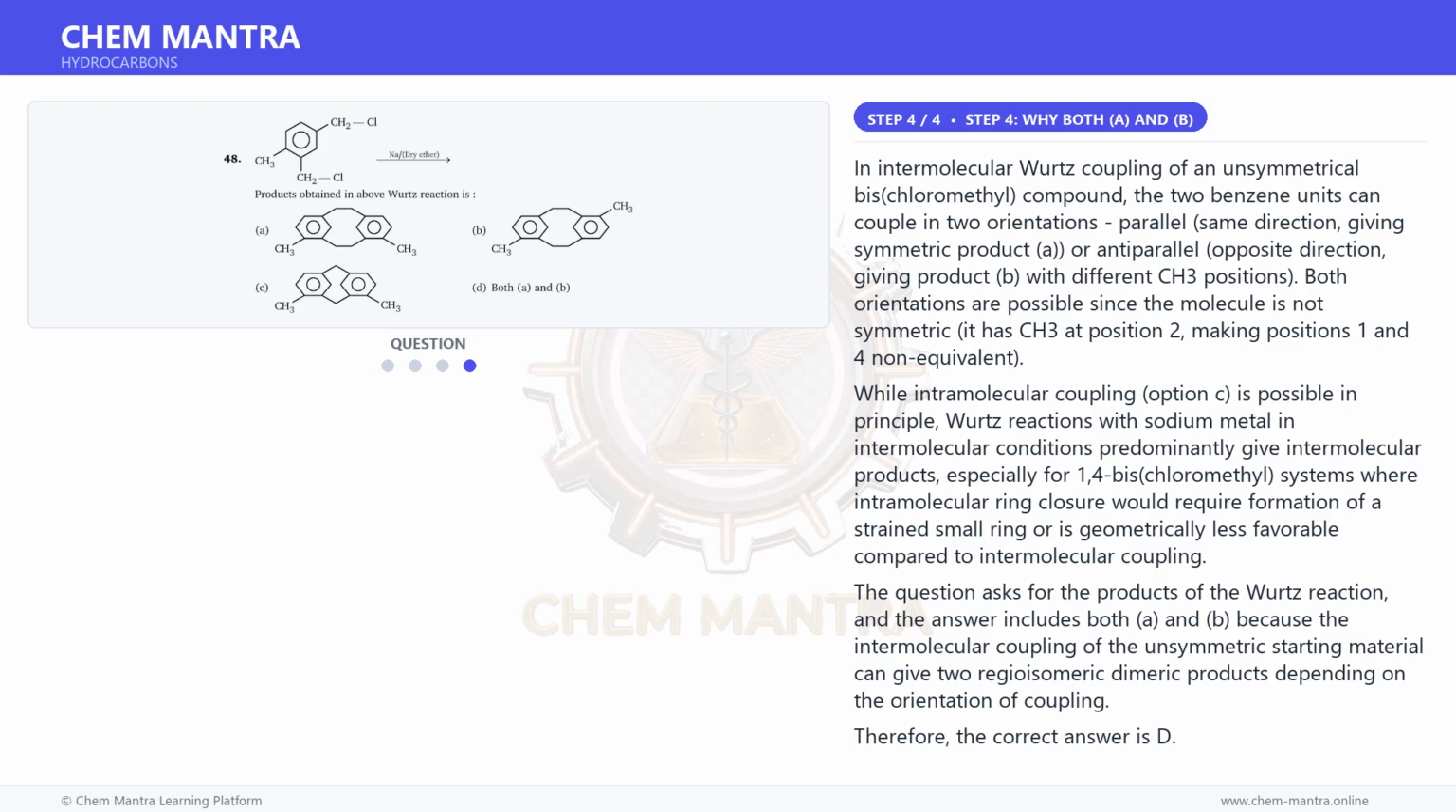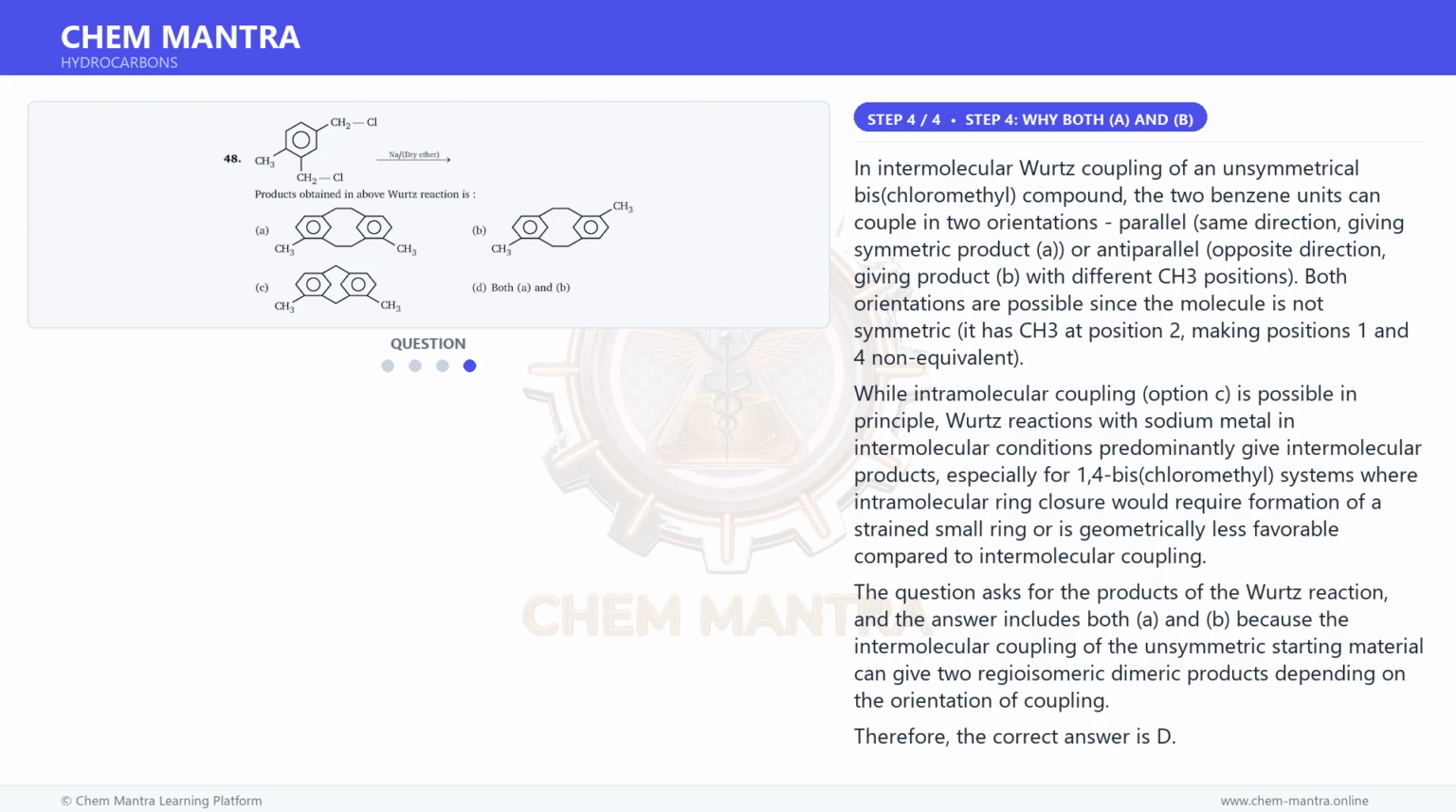While intramolecular coupling, option C, is possible in principle, Wurtz reactions with sodium metal under intermolecular conditions predominantly give intermolecular products, especially for 1,4-bis(chloromethyl) systems where intramolecular ring closure would require formation of a strained small ring or is geometrically less favorable compared to intermolecular coupling.